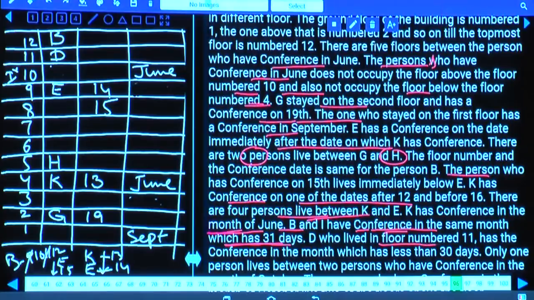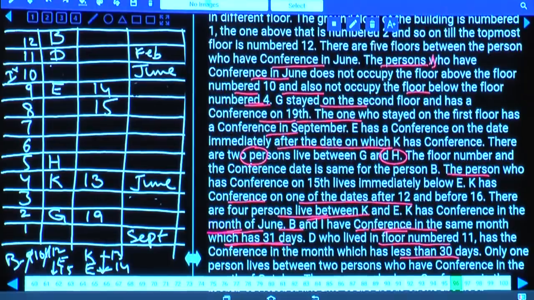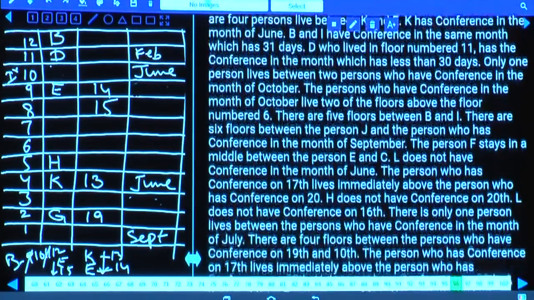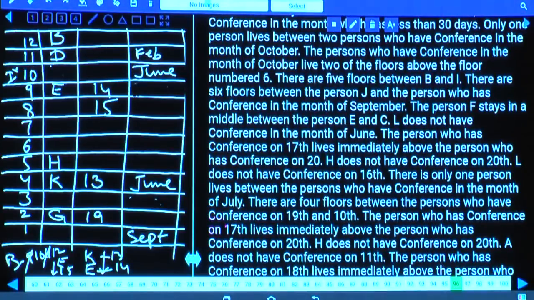D, who lived on the floor number 11, has the conference in the month which has less than 30. Less than 30 means what is that month here? Hence it must be Feb. Only one person lives between the 2 persons who are conference in the month of October.